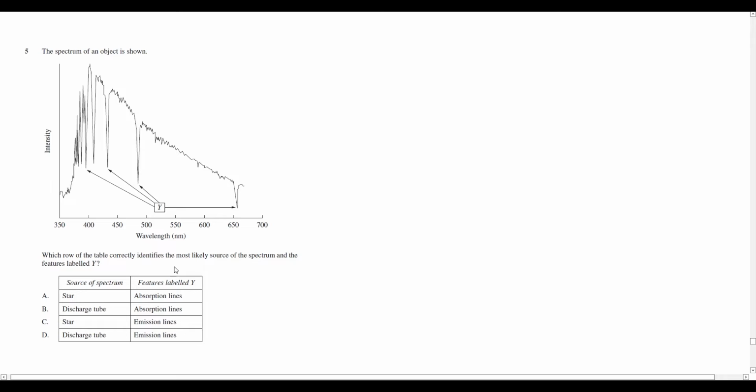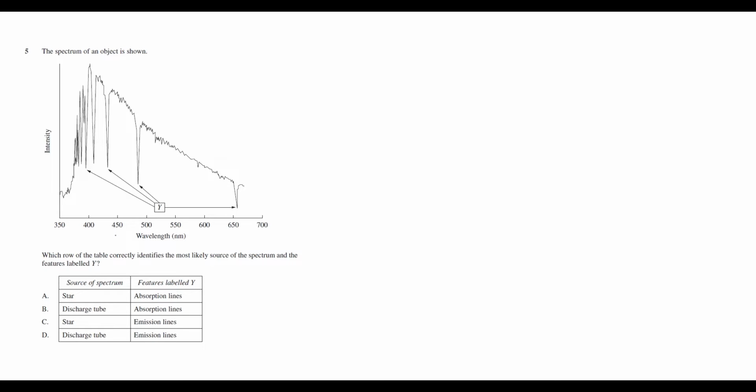So what we should recognize first of all is the general shape of this graph, right? Looking a little bit something like this, we should recognize that immediately as our blackbody radiation curve. So that's going to be representing a star. So we know now it's going to either be between A or C. And now we start looking at these lines here that Y is indicating. So do those look like emission lines or absorption lines?